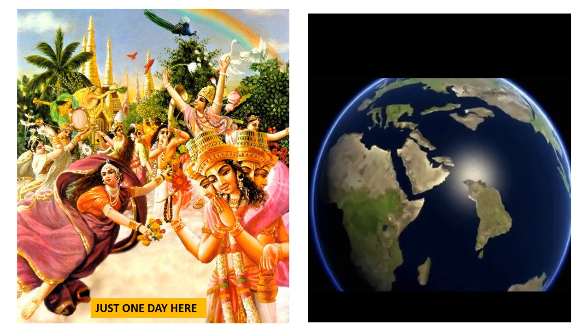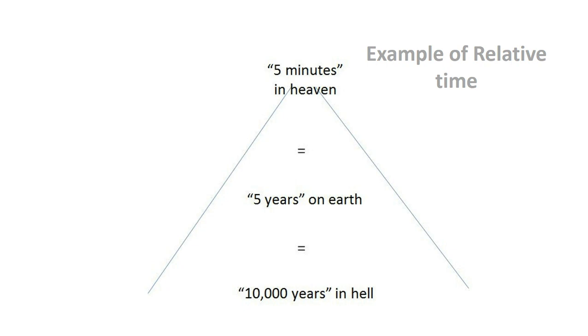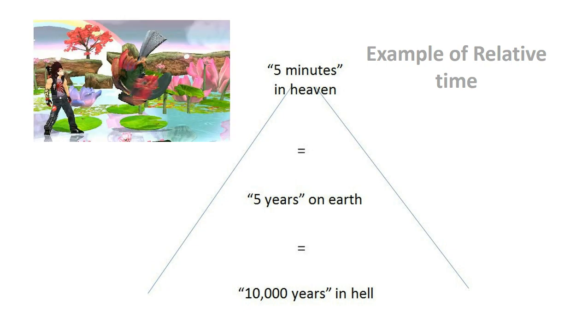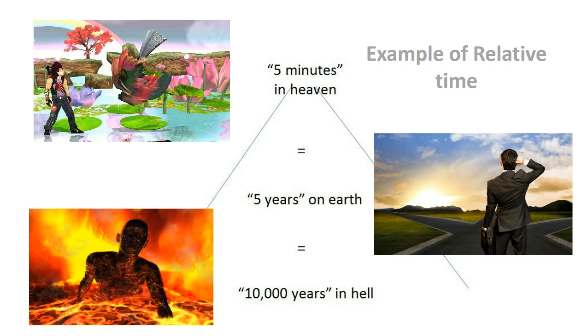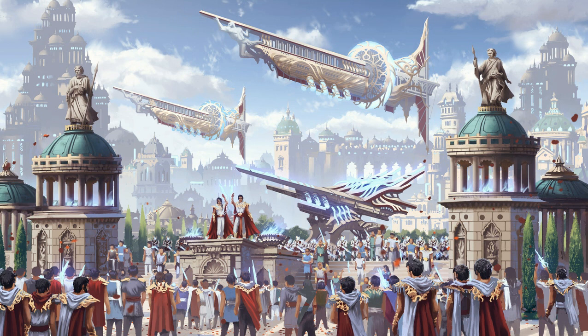For example, as a day on Brahmaloka passes, meanwhile, 4.32 billion years passes on the Earth. Let me use another example here. Example of relative time: 5 minutes in heaven, for example, could be 5 years passing on Earth, and even 10,000 years passing in hell. Now then, people in the Satya Yuga, of course, were not terrestrial beings stuck on Earth like ourselves. Rather, they were like demigods, and therefore they could live for vast periods of time compared to us.